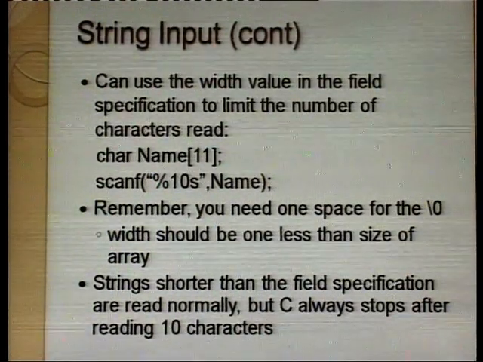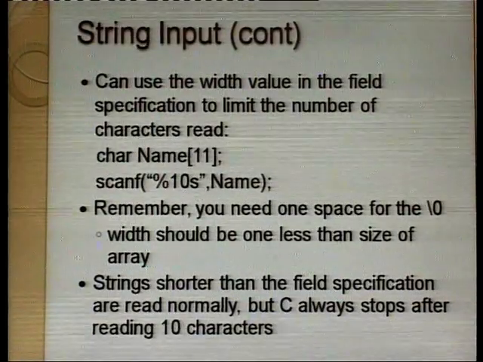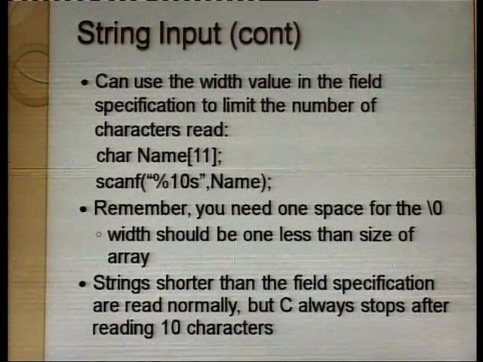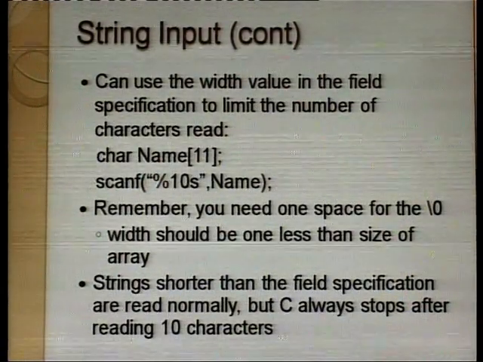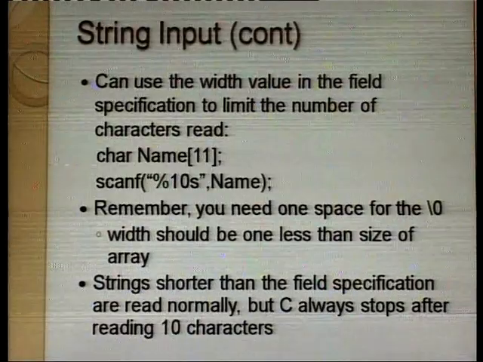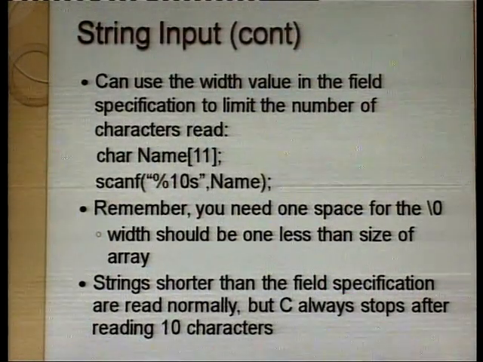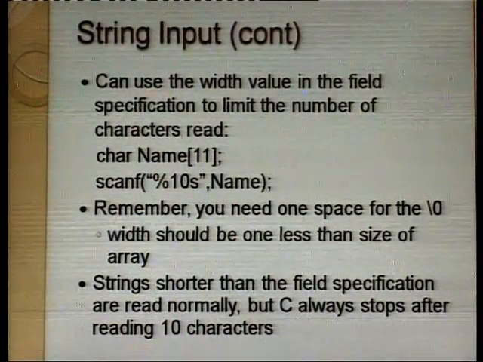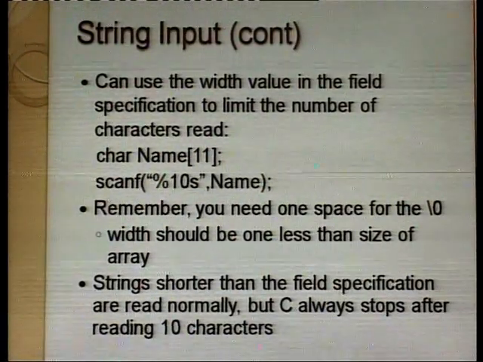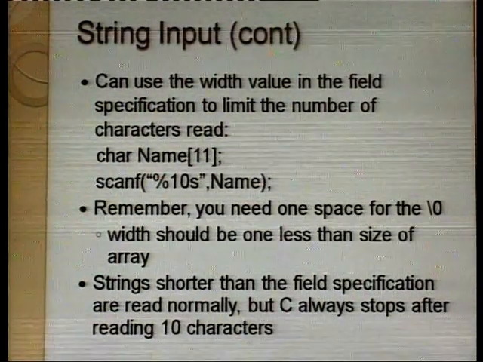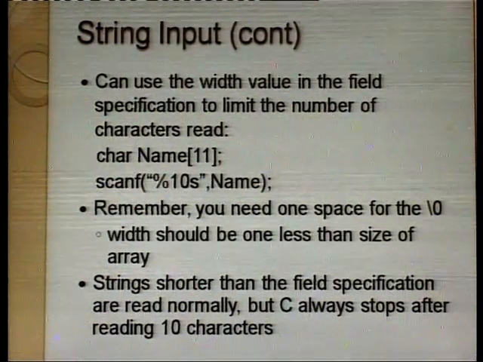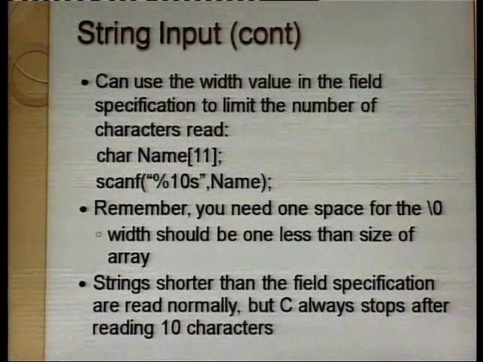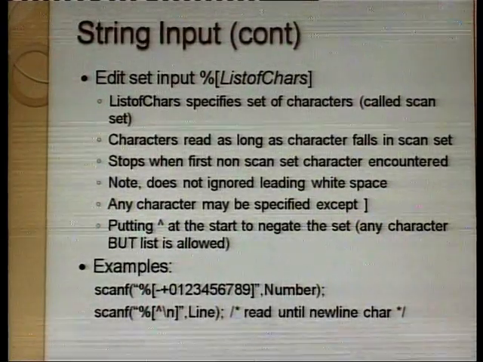Remember, you need 1 space. Since we have declared name of size 11, 10 are for characters and the last one is for the null character. Width should be 1 less than the size of the array. So here we conclude that the width should be 1 less than the size of the array. Strings shorter than the field specification are read normally, but C always stops after reading 10 characters. So whenever the 10th character is read by C, it stops reading the further entered characters.